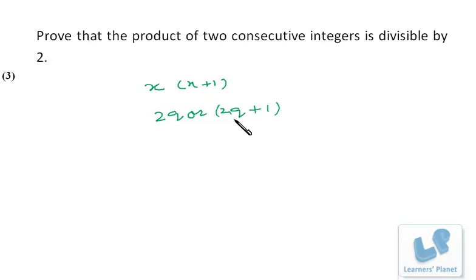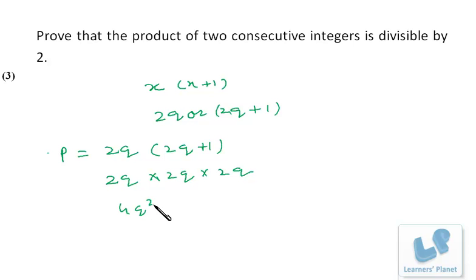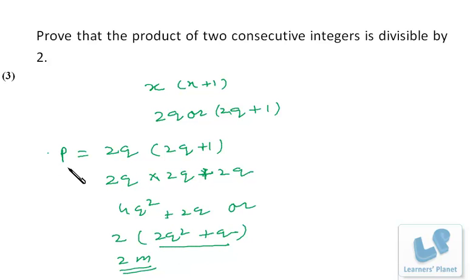Now let's assume their product is p. So p is equal to 2q into (2q plus 1), so it's 4q square plus 2q. Further, if we take 2 common, we get 2 times (2q square plus q). That's 2m, where m is this quantity. That means the product of two consecutive integers is always divisible by 2. We got it over here. I hope you are clear.